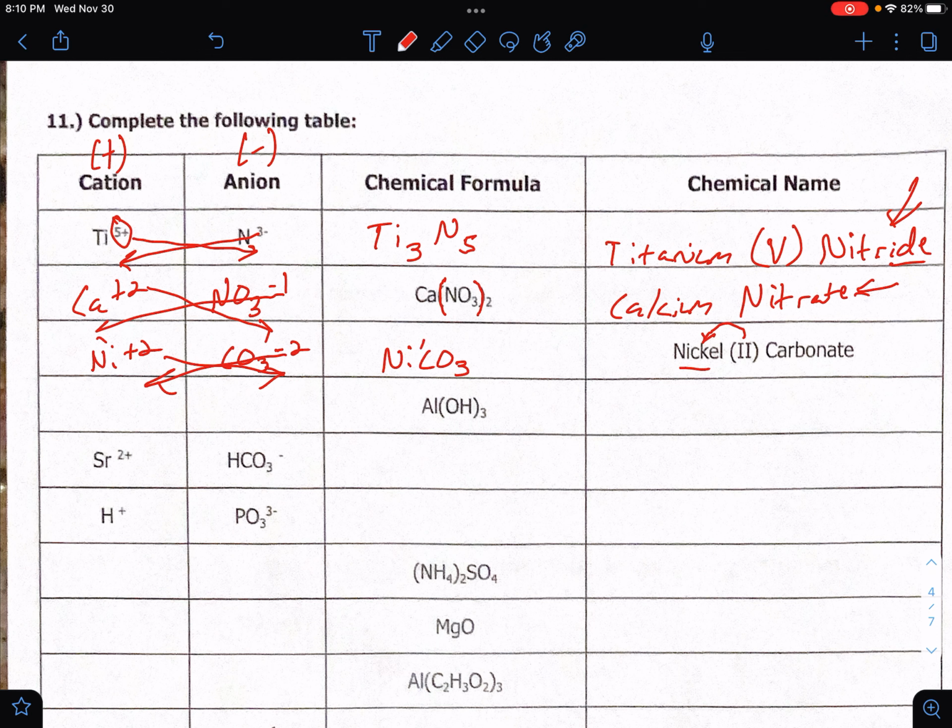Now, could you put parentheses around this CO3? I mean, go for it. You do not have to. I usually only do it if I need more. Okay, but you're not going to be wrong either way.